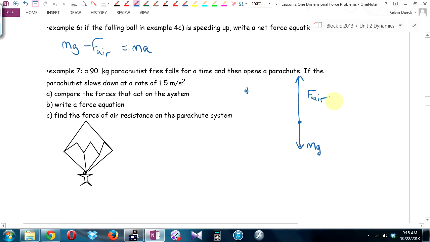So part A says compare the forces. That's a fancy way of saying do a free body diagram. And I'm comparing them. I'm pretty sure air resistance was bigger than gravity or I'd die. B says write a force equation. Who's winning? Air. Who's losing?